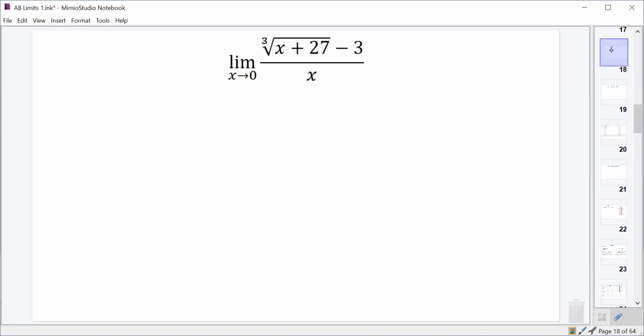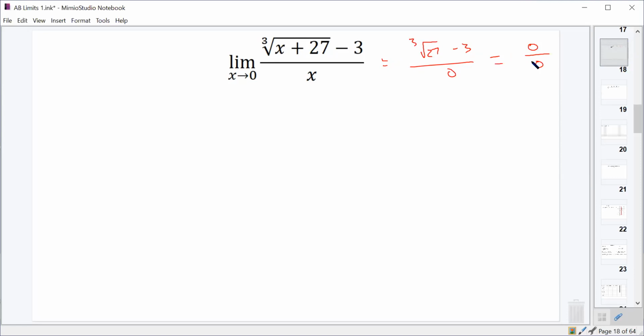All right, let's take a look at this. We've got the limit as x approaches 0 of the cube root of x plus 27 minus 3 all over x. I'm going to ask this every time. What's the first thing I should do? Plug in 0. All right. So what do I get? Cube root of 27 minus 3 over 0. What's the cube root of 27? It's 3, right? So 3 minus 3, we got 0 over 0, indeterminate.